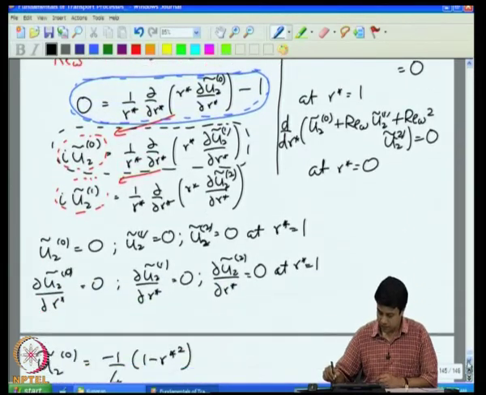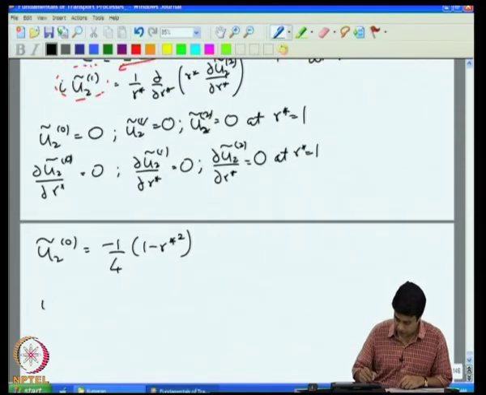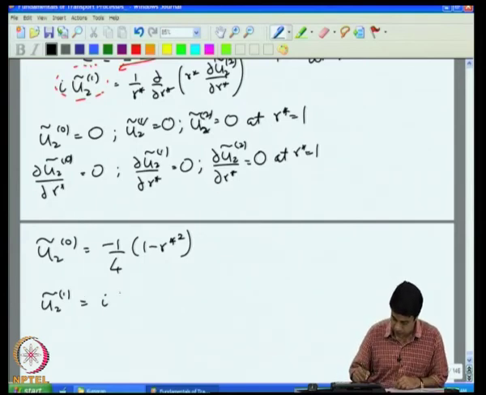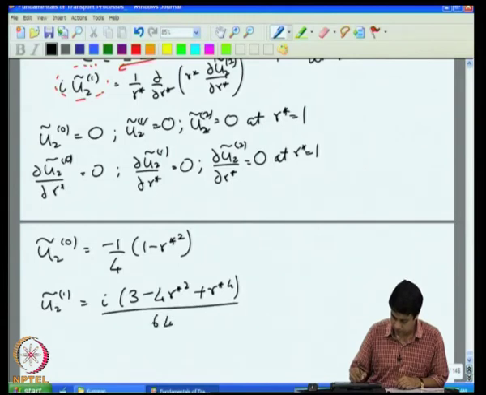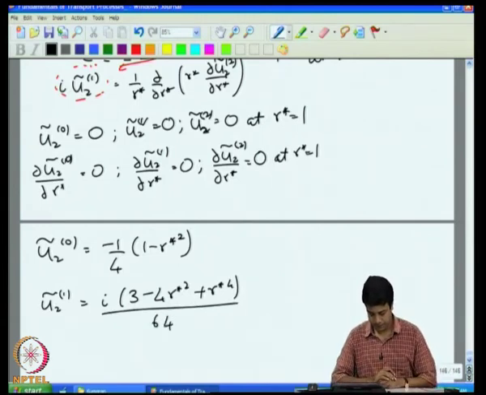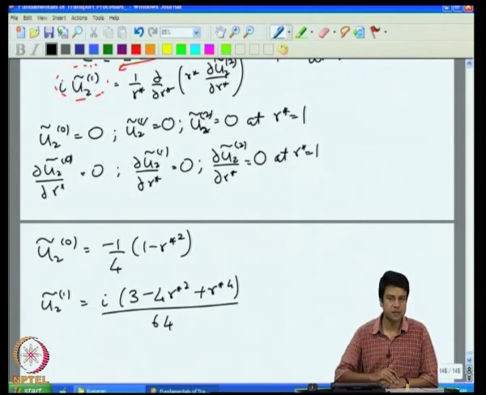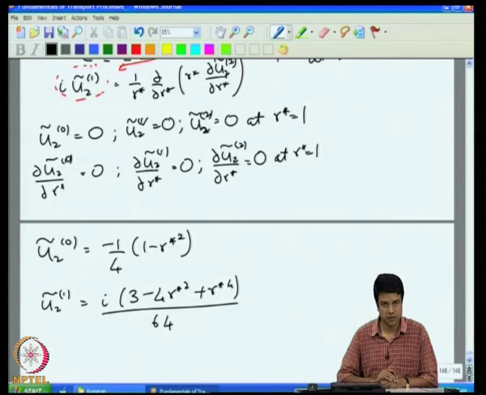In order to get the solution for u z 1, you will find that u z 1 is equal to i into (3 minus 4 r square plus r power 4) by 64. You can easily verify that this solution actually satisfies both boundary conditions. At r is equal to 1, this is equal to 0. At r is equal to 0, its derivative is equal to 0. So, this solution obtained from the inhomogeneous equation for u z 1 satisfies both boundary conditions.